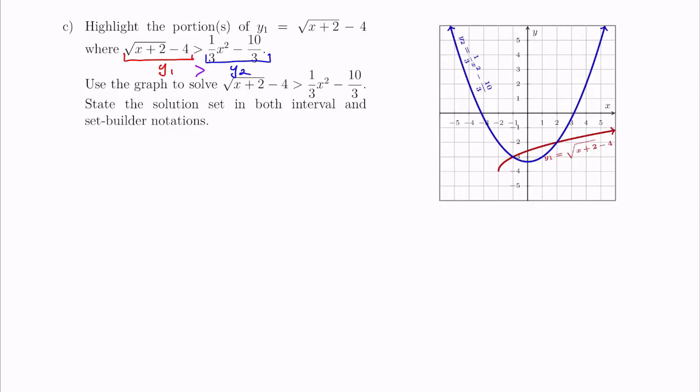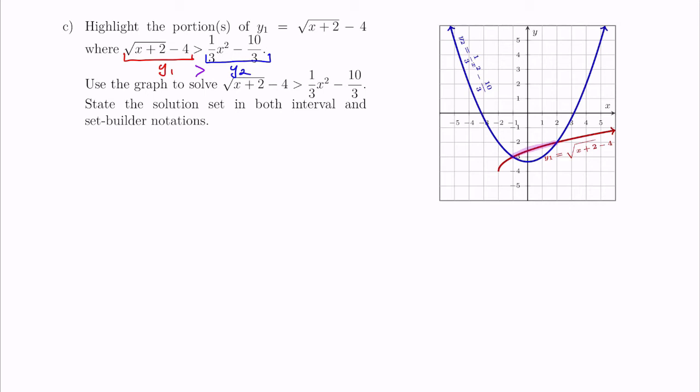Now taking this back to the lecture packet, we need to remind ourselves what we're trying to do. We are trying to highlight the portions of y1 equal to the square root of x plus 2 minus 4, where that is greater than 1/3 x squared minus 10/3. Well, what we just discussed on the Desmos graph is that that was happening in this portion, between -1 and +2, because that's where the red graph is above the blue graph.